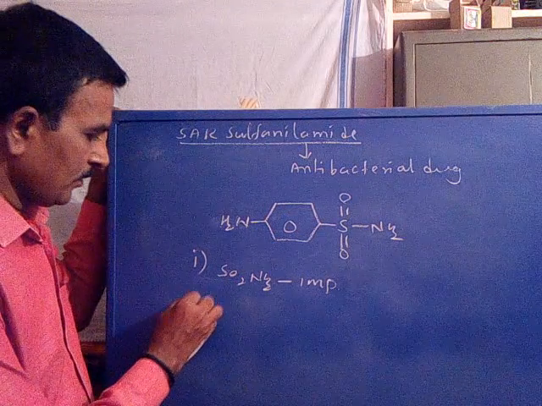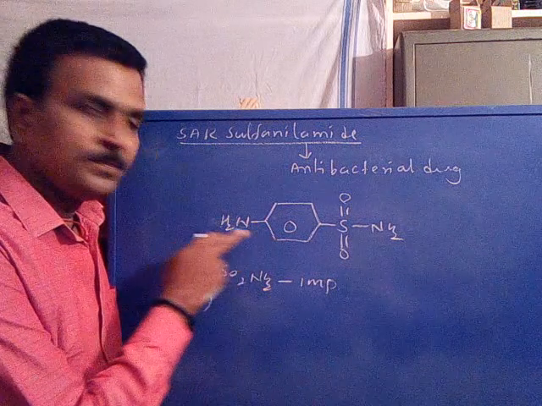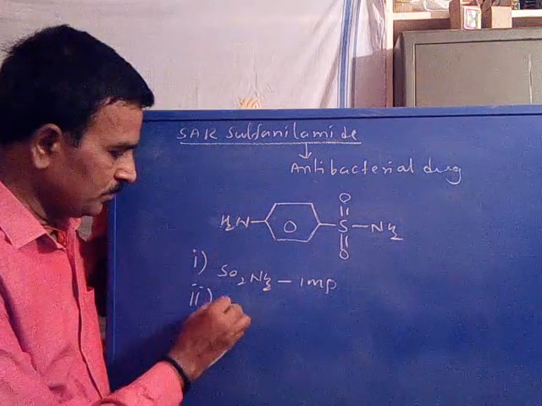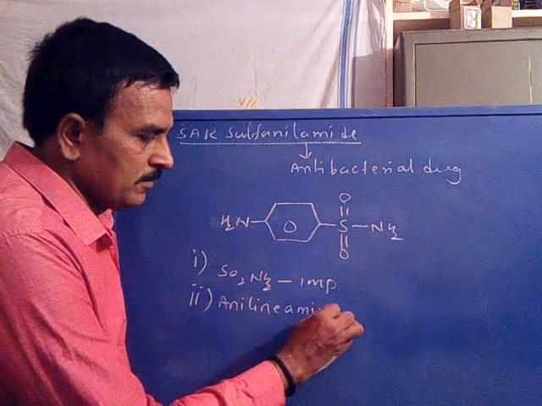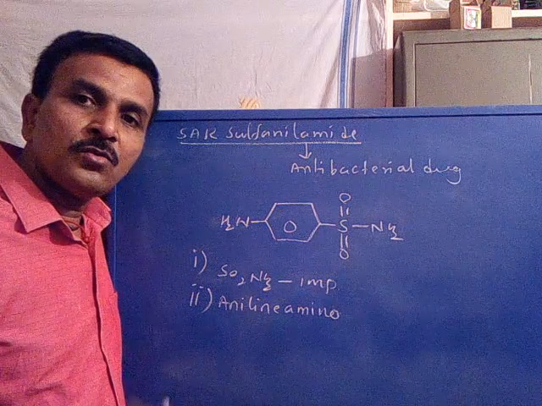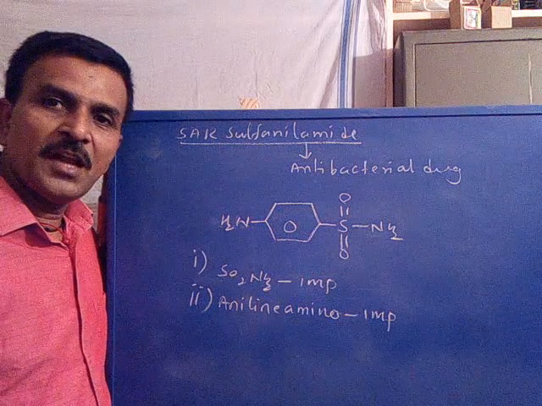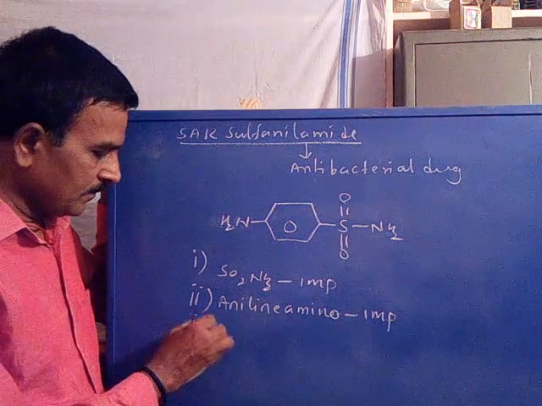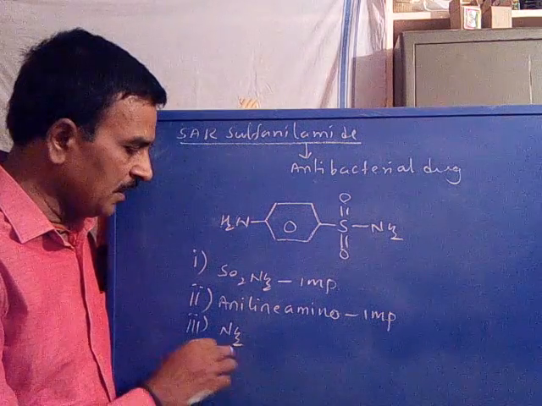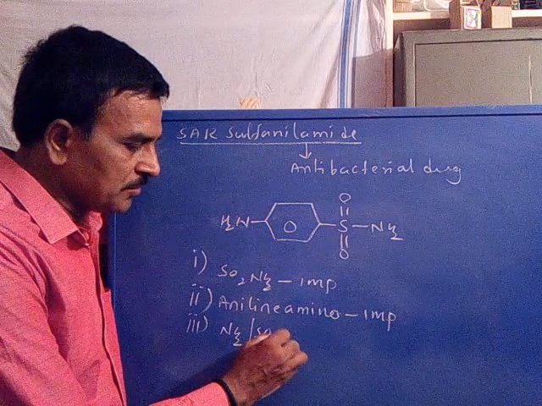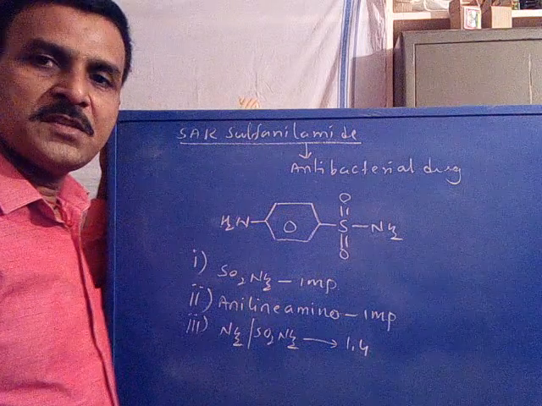Now the second group, the aniline amino. This is aniline amino. The aniline amino group is also essential. Number 3, the two substituents on the benzene ring, the NH2 and SO2NH2 group, must be 1,4 or para with respect to each other.